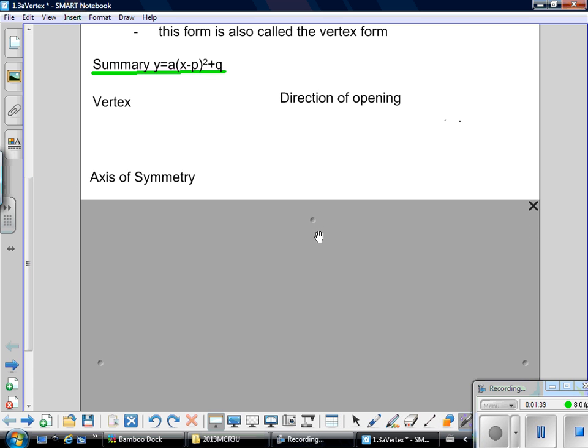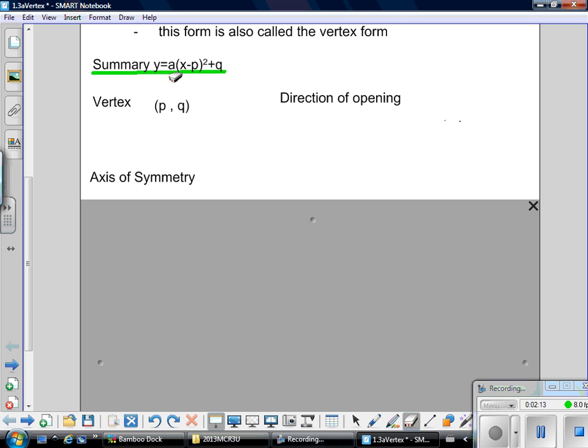So first of all, the vertex of something like this. Hopefully you remembered that the vertex is the opposite sign of what's in with the x. So it's going to be p, and it's going to be the value of q for the y part. So the vertex is always going to be the opposite sign of the p-value and then the y value of q.